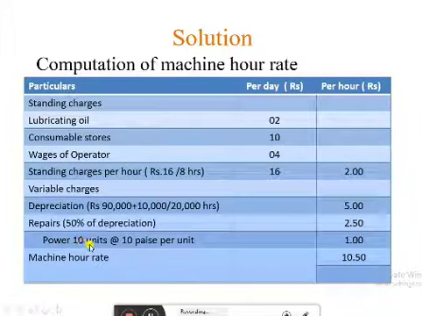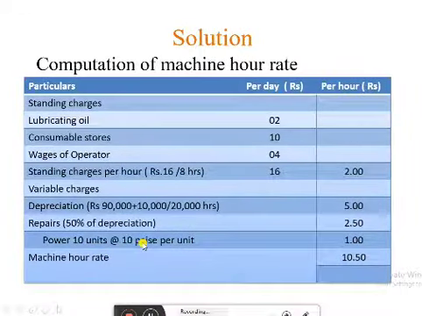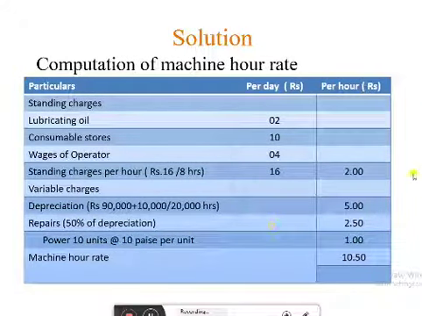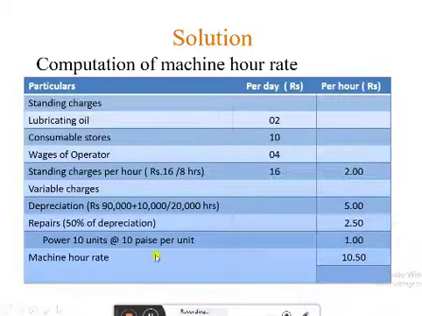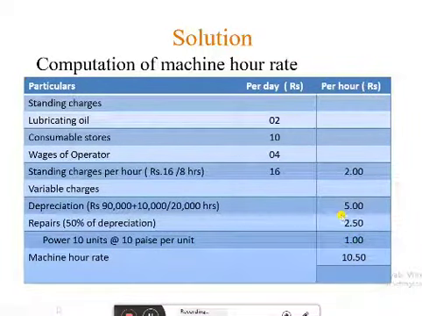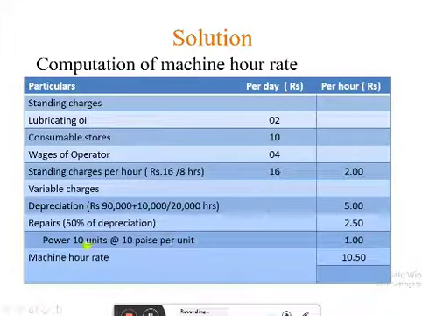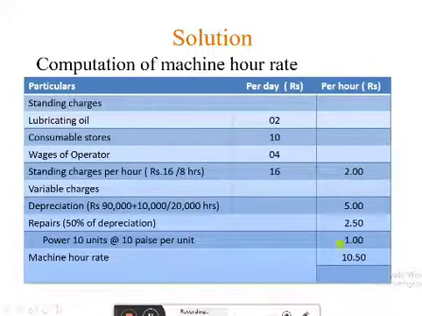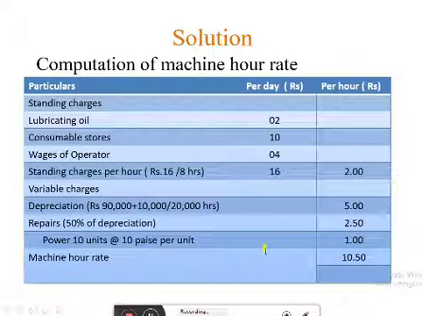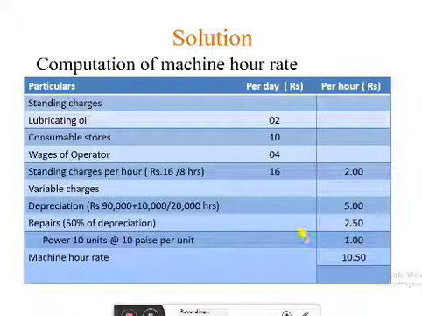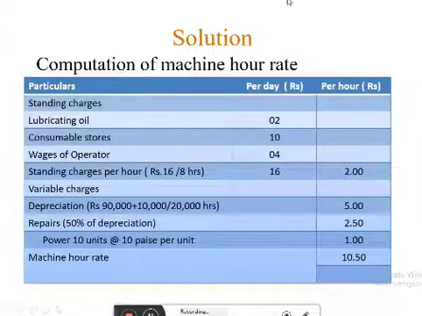Next is power. Power we have considered as 10 units at 10 paise per unit, that is it will be 1 rupee per hour. That completes all the variable charges: depreciation, repairs and power are called the variable charges. If you make a total of the standing plus variable charges, you will get 10.5 rupees. The total amount when we add both variable and standing charges is what we call the machine hour rate. This is the simple 6 marks problem which will be asked in the examination.